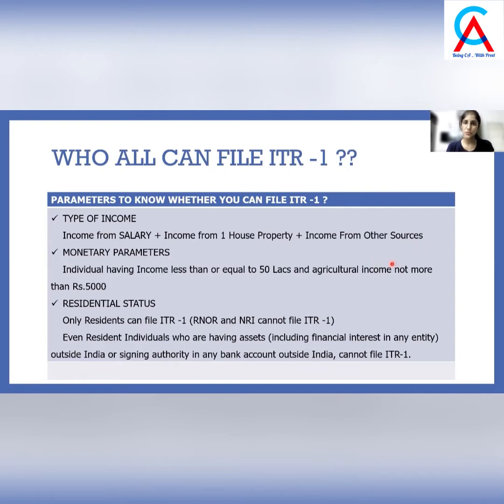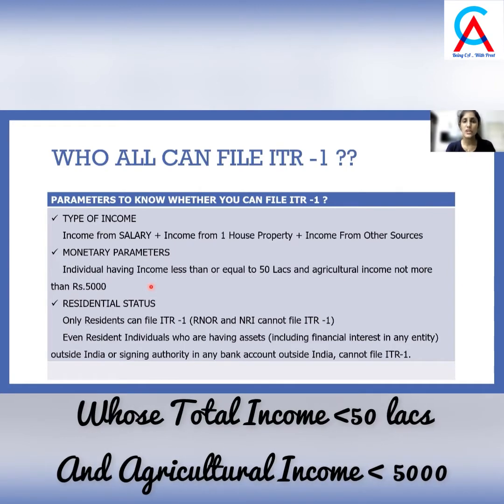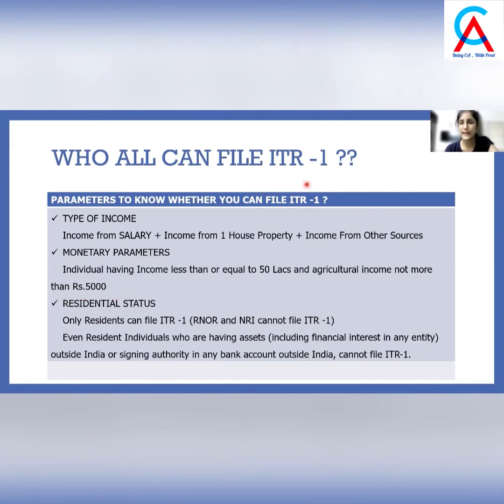Now, income from other sources includes any sort of interest income like interest from FDs, interest from savings bank accounts or any other such income. In case you have any one type of income or all these three types of income, then you are eligible to file ITR-1. The second parameter is the monetary parameter. Individuals or HUFs having income less than or equal to 50 lakhs and agriculture income less than 5,000, can surely file ITR-1.